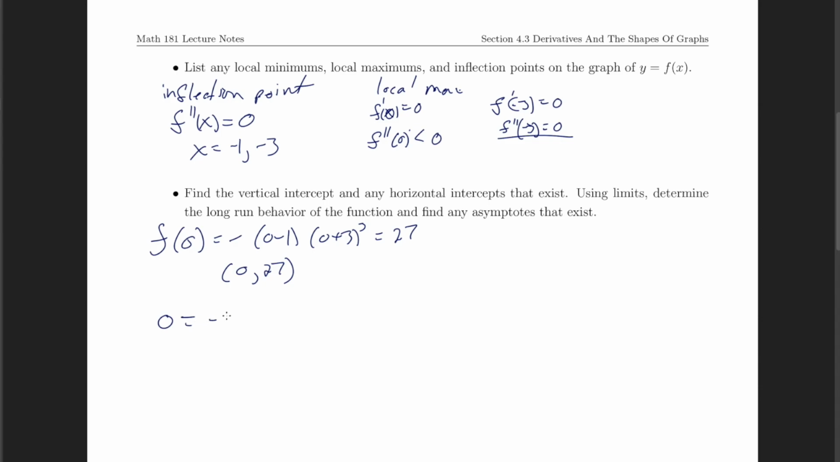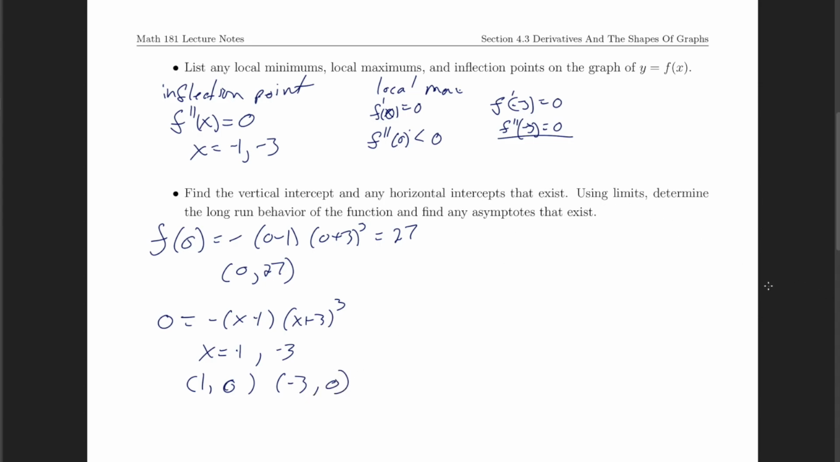Now where's the horizontal intercept? We set this equal to 0 and then solve, so here we'll have x minus 1, x plus 3 cubed. Where is that equal to 0? Well, that's of course when x is equal to 1 and minus 3. So here we have at 1, 0, and then at minus 3, also 0. So these are our horizontal intercepts.